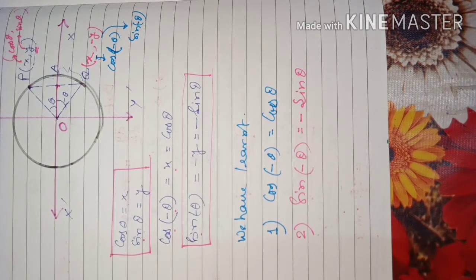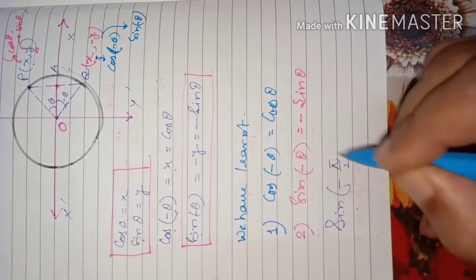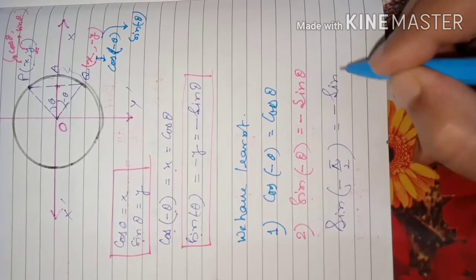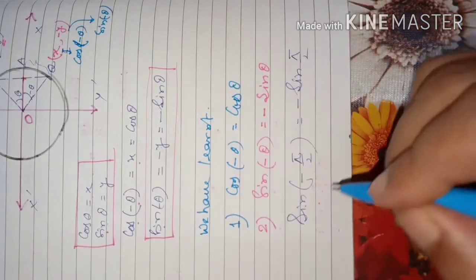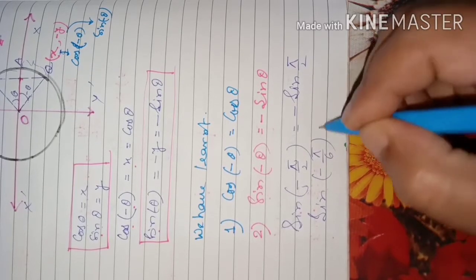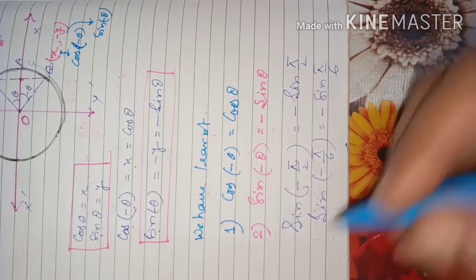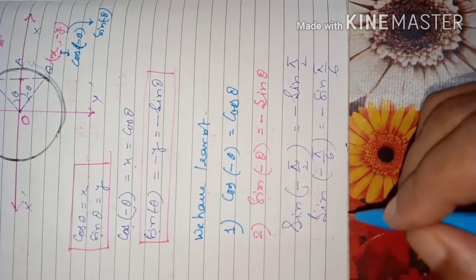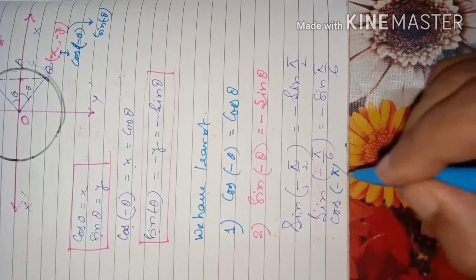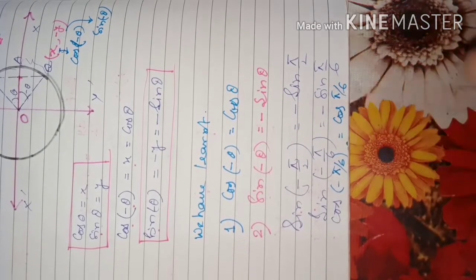When questions come like this, suppose you are given sine of minus pi by 2, then this minus sign can be removed like this: minus sine pi by 2. For any angle, suppose sine of minus pi by 6 is there, then you can write it as minus sine of pi by 6. Similarly for cos, suppose cos of minus pi by 6, then it will be just cos of pi by 6. You will remove the minus sign.